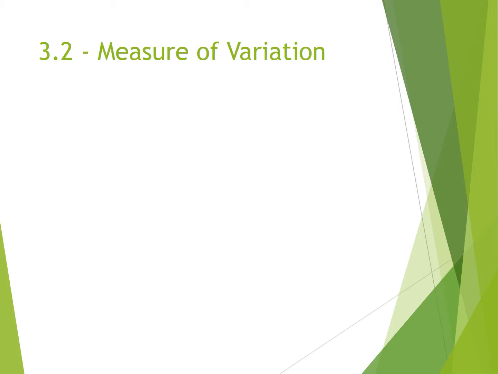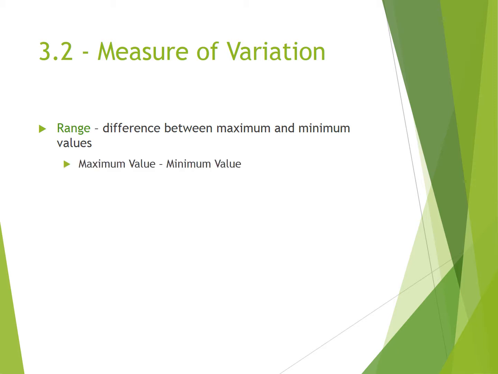All right, the next type of descriptive statistics we're going to look at are known as measures of variation. These are values that describe how much variation we have in the data set. The first one we're going to look at is known as the range. The range is the difference between the maximum and the minimum values. It is the simplest, it's just the max minus the min.